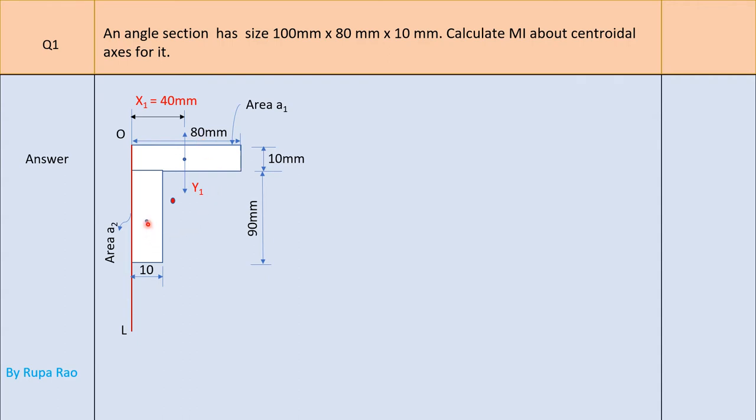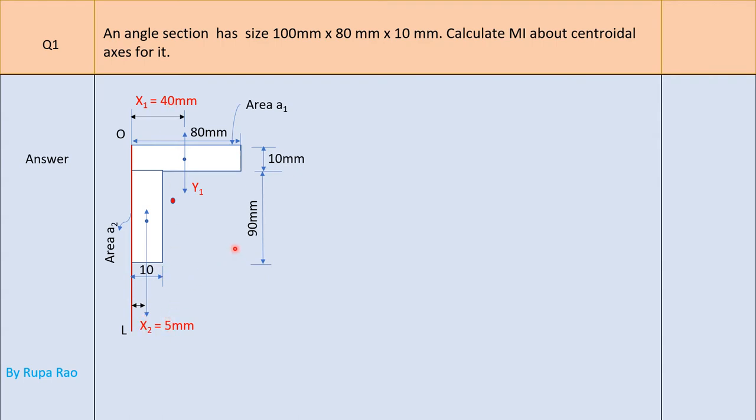Now from this center line up to the reference line, that distance we call Y2. This small dimension from this red reference line up to this axis Y2 is half of 10, that is X2 is equal to 5 mm. This horizontal dimension is called X2, half of 10, because the horizontal dimension of area A2 is 10. So my X1 is 40 and X2 is 5 mm.